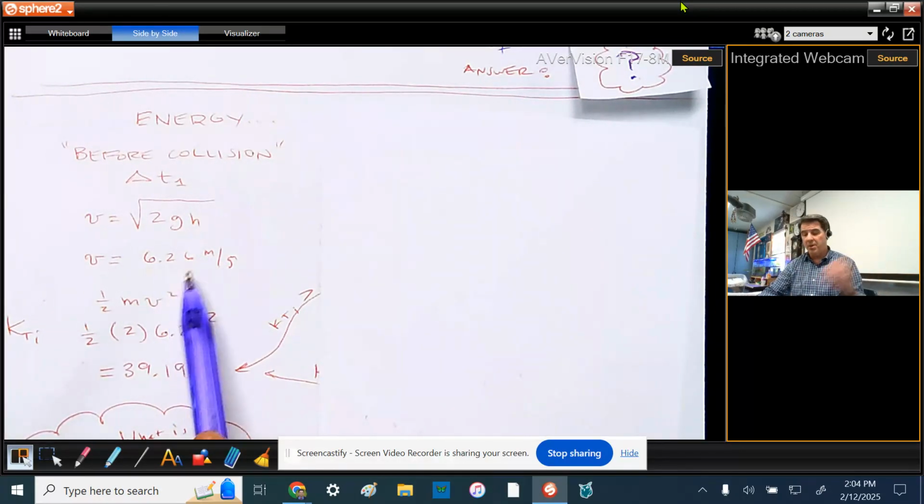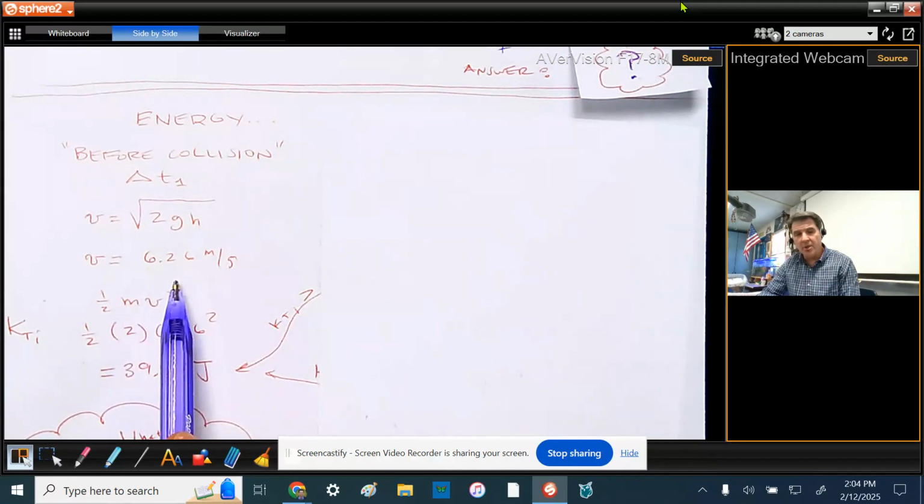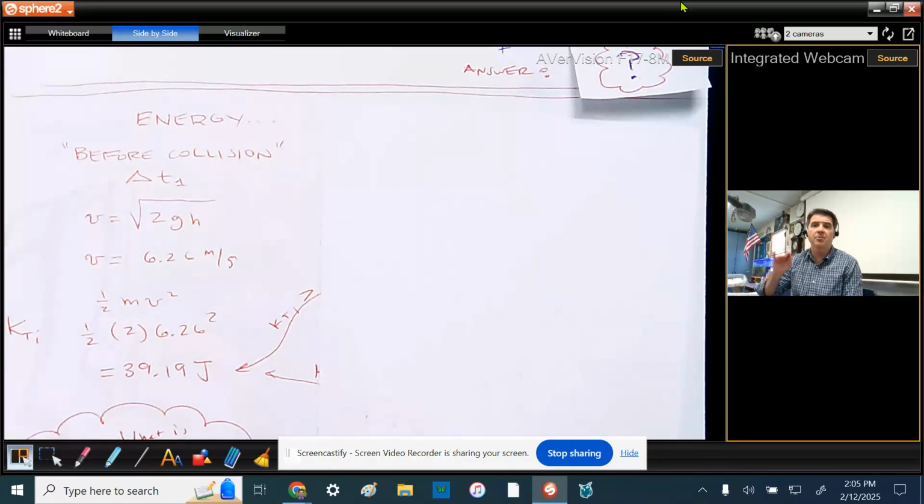You can't just say, whoop, you've got to show this happens. And you should get a velocity of 6.26 meters per second before it hits the other block. So it's at the bottom of the hill. It's going on the flat surface now. It hasn't hit the other block yet, but it should have a speed of 6.26.